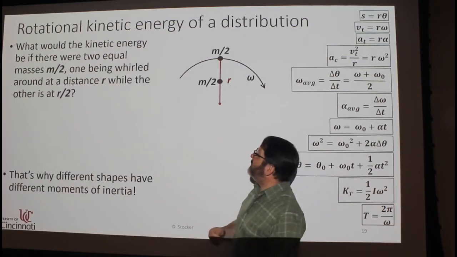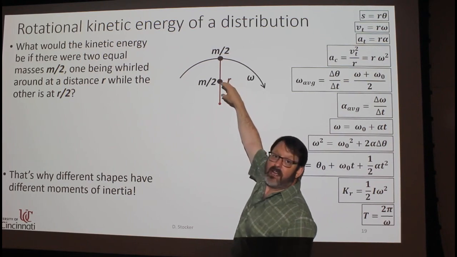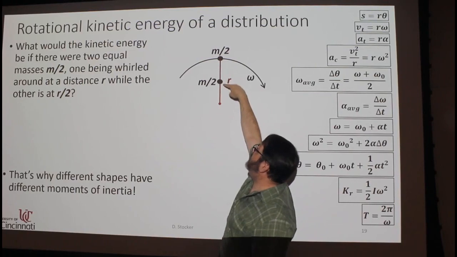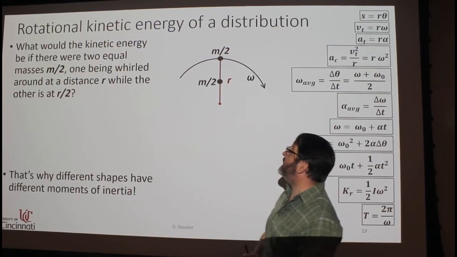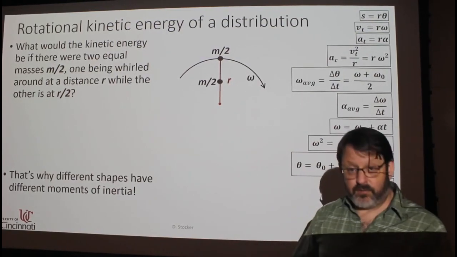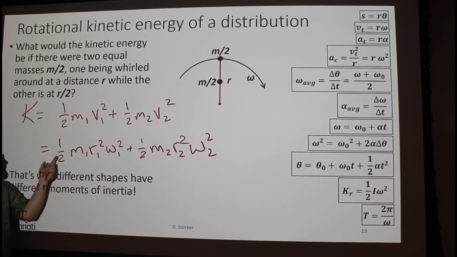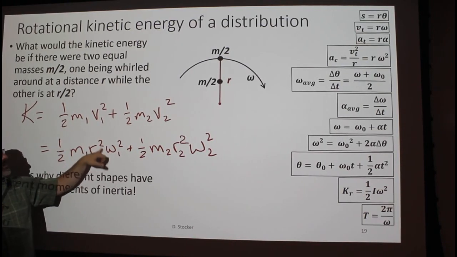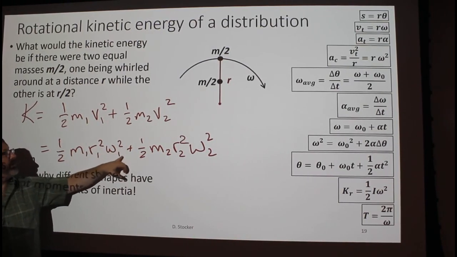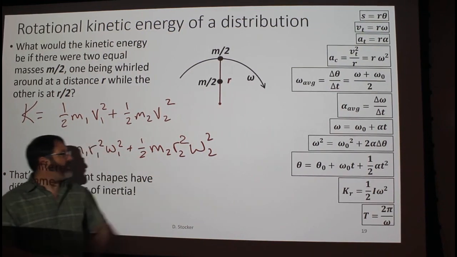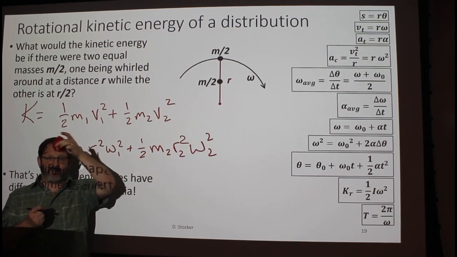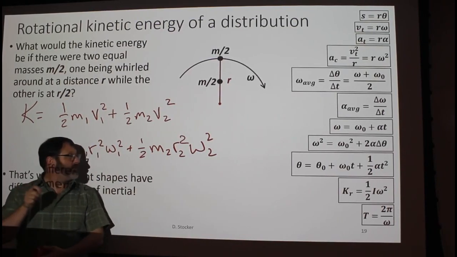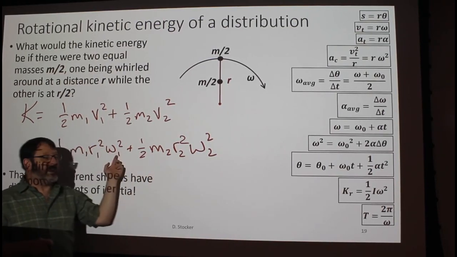What if we split the mass up differently? We still break it in half, but instead of putting half of it at radius r down here, we bring it in closer to the middle. How would that affect it? Now, if we keep the same omega, kinetic energy is 1/2 times the first mass times the radius of the first mass squared times omega squared, plus all the same thing for the second mass. But if it's on the same piece of string, the omega is constant for both of them. So the omegas are both the same.